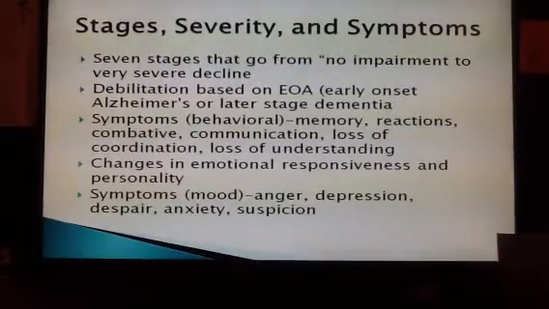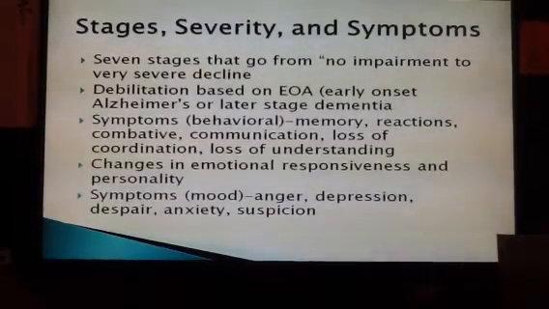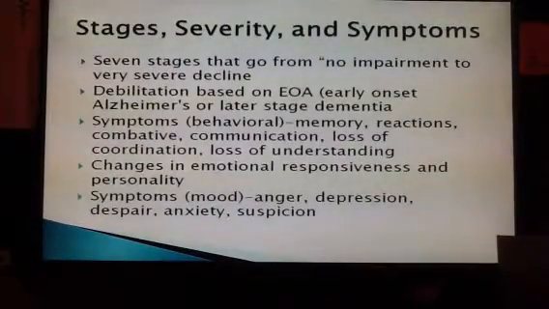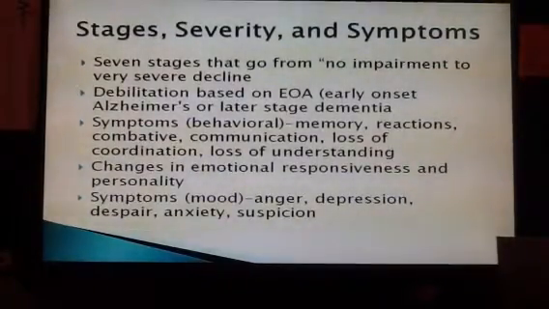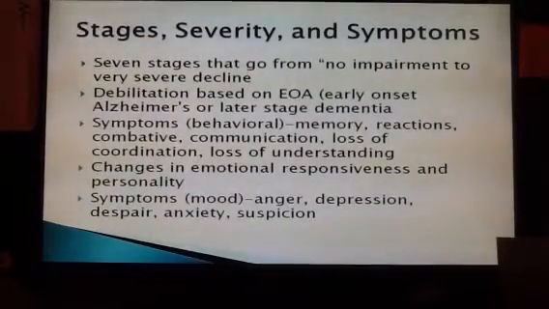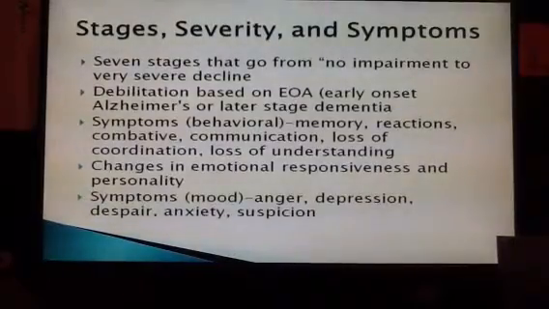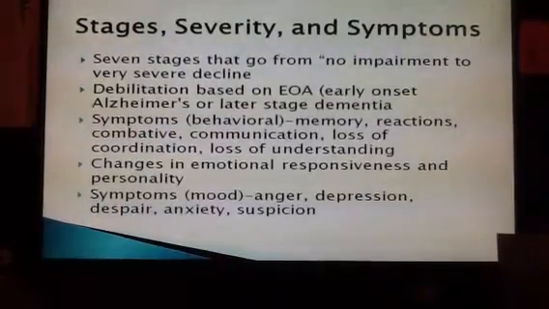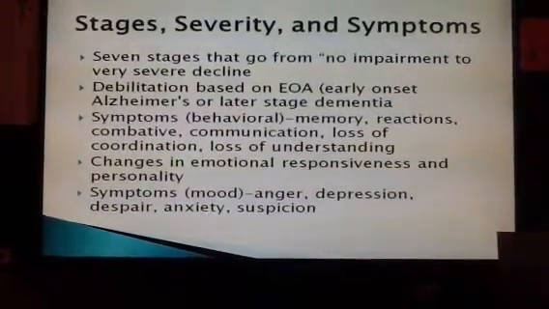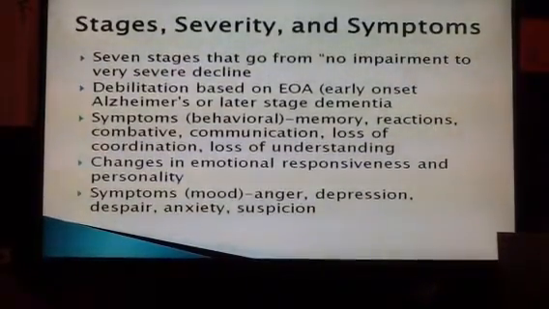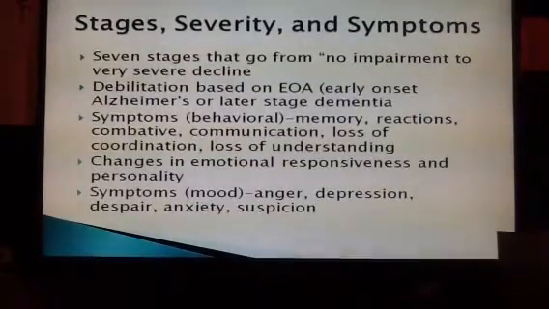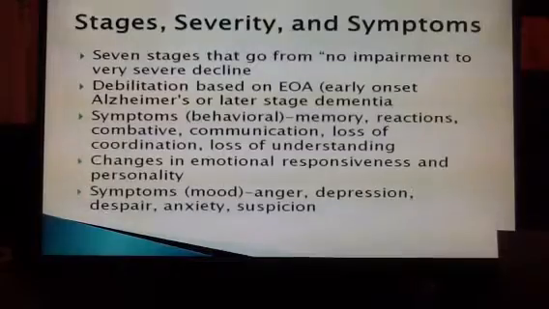The stages, severity, and symptoms. There are 7 stages that go from no impairment to very severe decline. Debilitation is based on early onset Alzheimer's or later stage dementia. Symptoms that are behavioral, memory, reactions, being combative, communication, loss of coordination, loss of understanding. Changes in emotional responsiveness and personality. With mood, there's anger, depression, despair, anxiety, and suspicion.